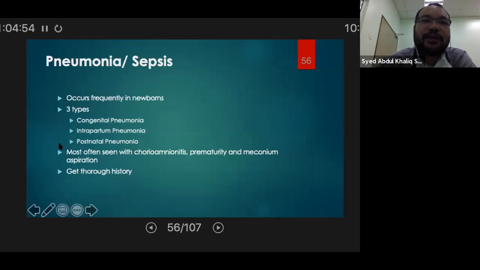So congenital pneumonia, intrapartum pneumonia, postnatal pneumonia, most often seen in mothers with chorioamnionitis, prematurity, because premature babies are immunodeficient. Kenapa dia immunodeficient? Sebab your immunoglobulin starts to cross the placenta from 20 weeks onward. And so before that, immunoglobulin from mother doesn't cross the placenta. So baby won't have enough protection. So you need to get a thorough history.